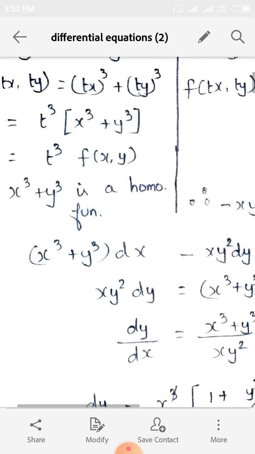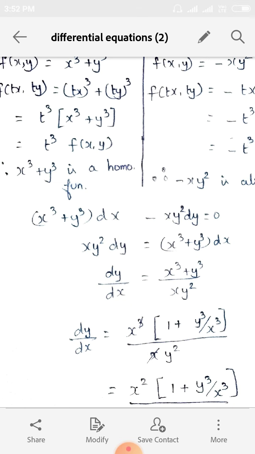Now see what problem is given: (x cube plus y cube) dx minus xy square dy is equal to 0. First we have to rewrite the equation in terms of dy by dx. Therefore, just separate: dy by dx is equal to (x cube plus y cube) divided by xy square. See the numerator, it contains x cube plus y cube, so take x cube outside. We get x cube into (1 plus y cube by x cube) divided by xy square.